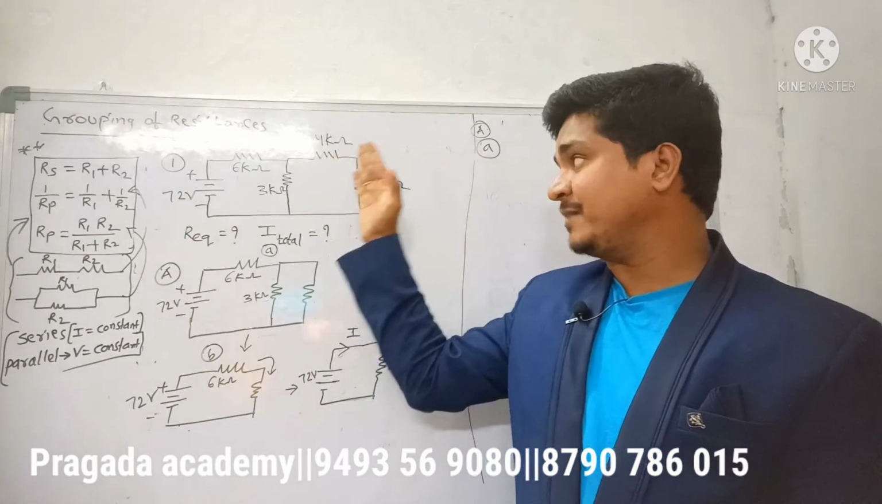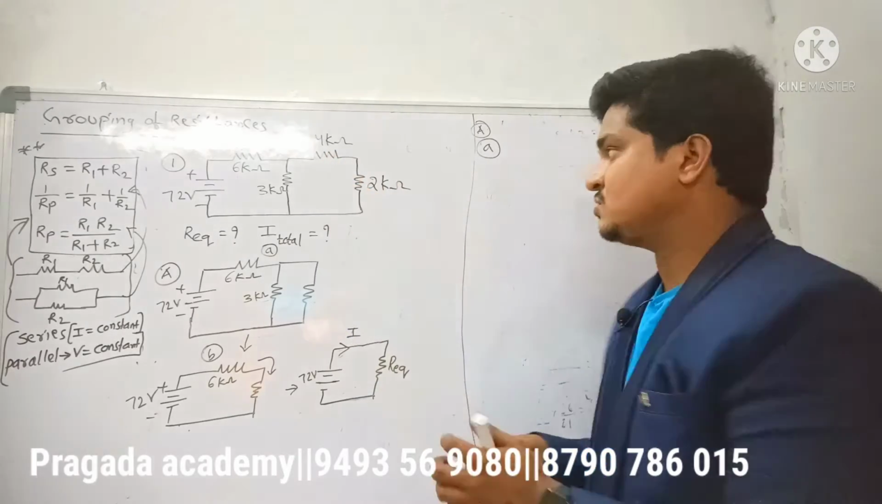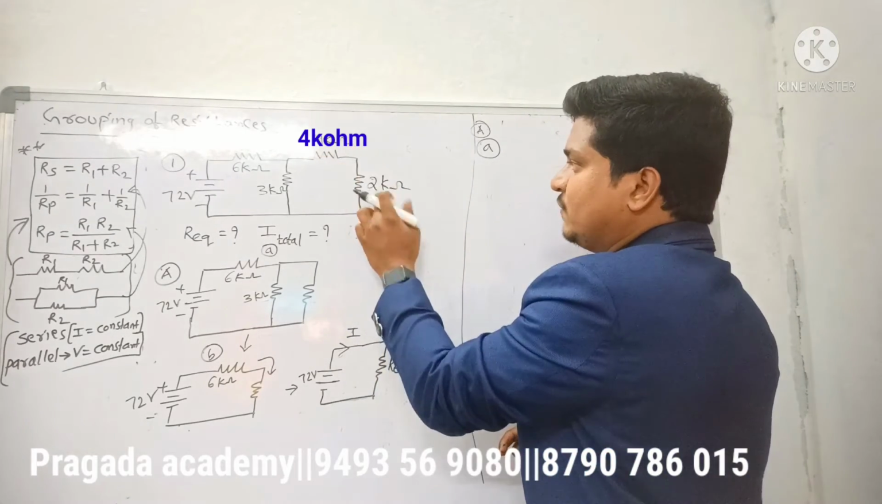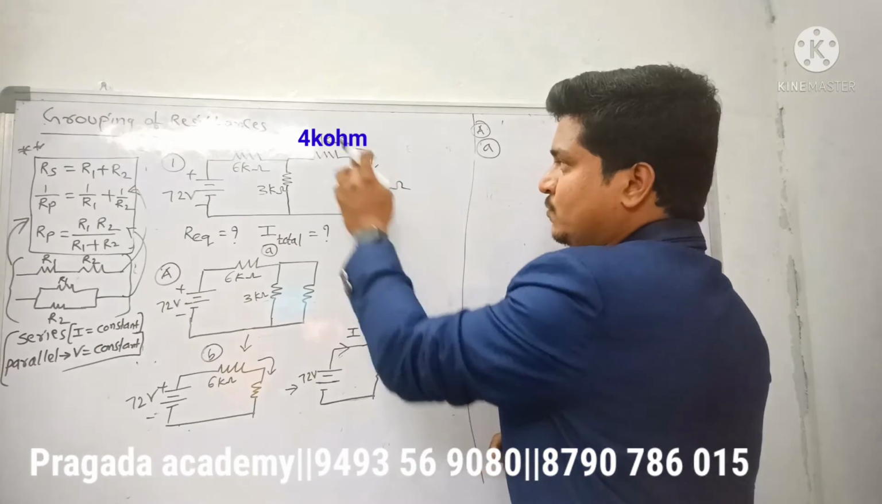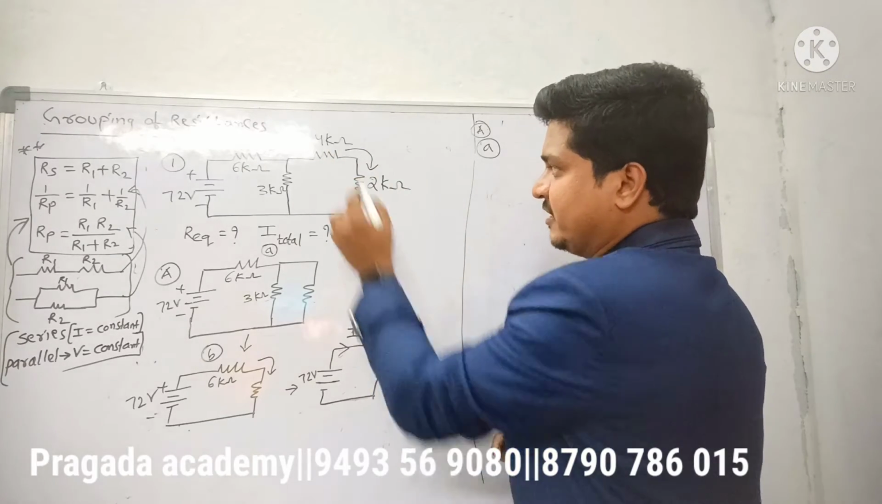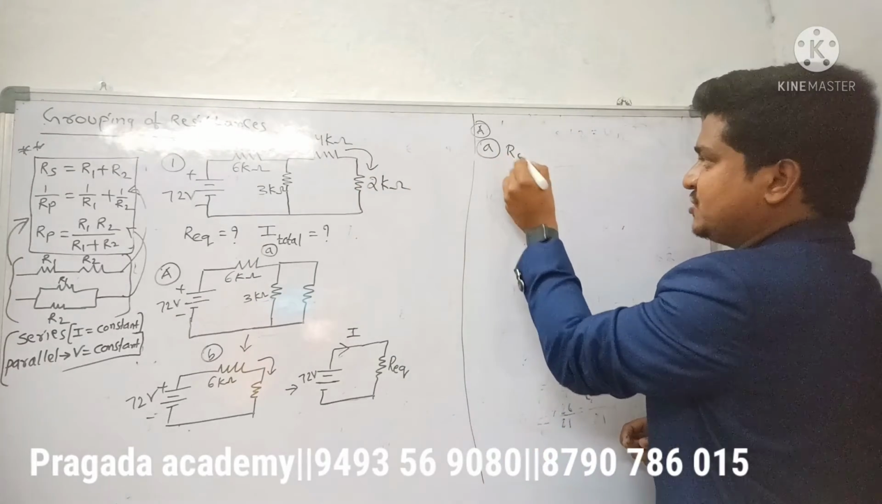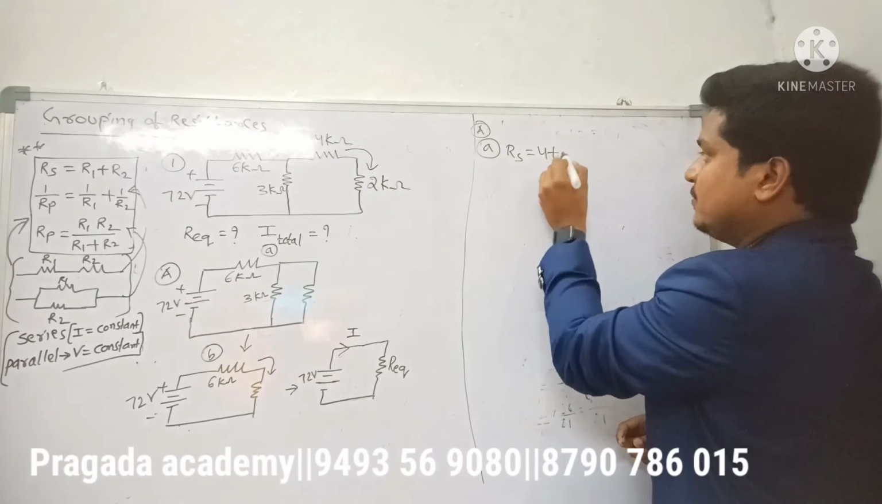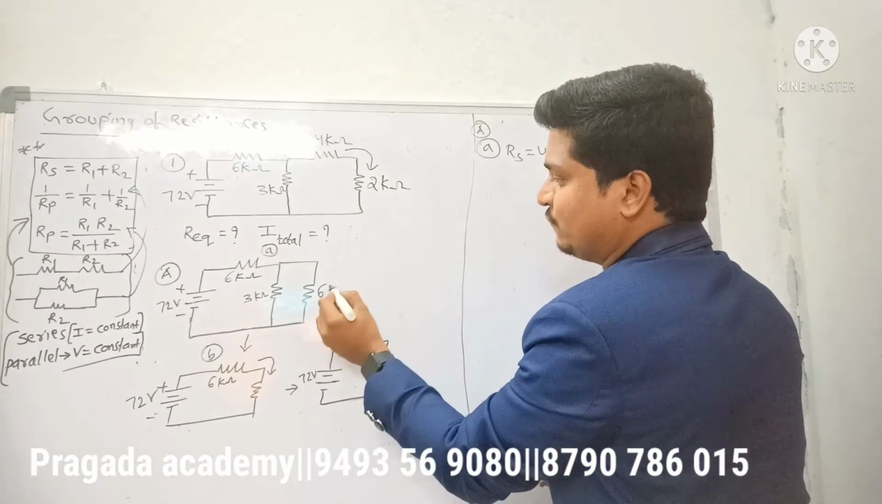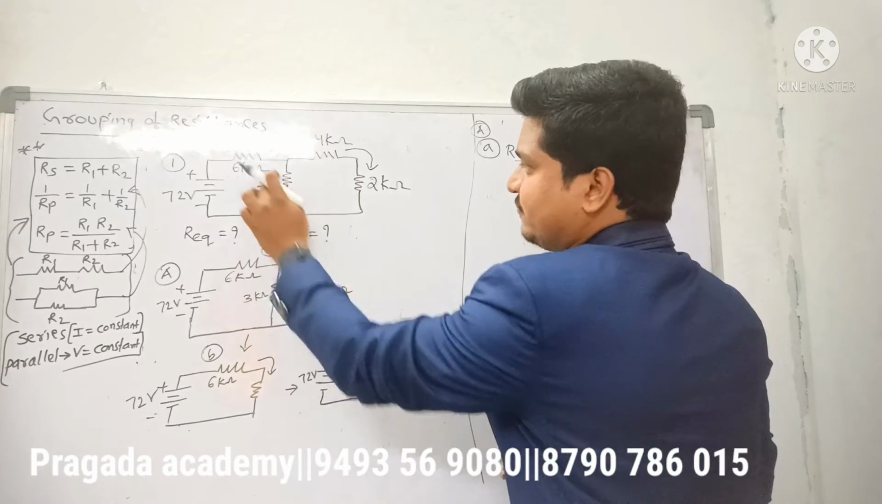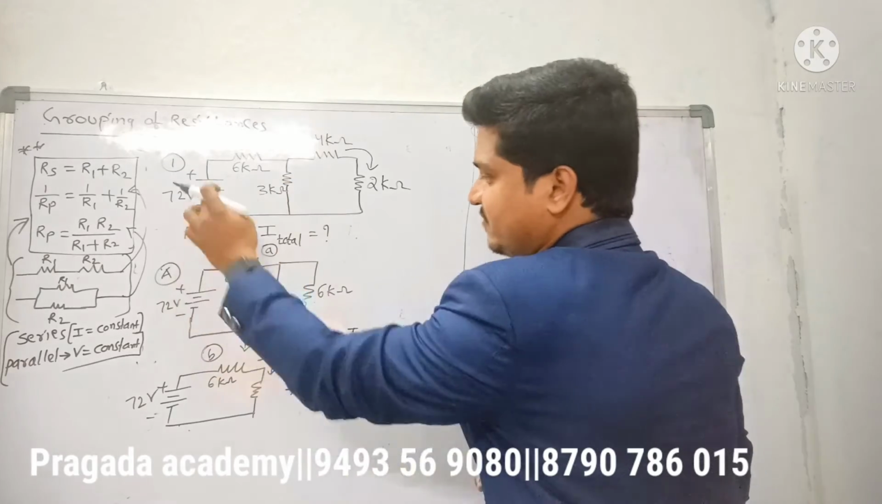For this type of circuit, from the end onwards we need to simplify it. If you observe 4 kilo ohm and 2 kilo ohm, the same current will flow through the 4 and 2, so 4 and 2 are in series. Then you can apply the series combination at step A, nothing but 4 plus 2, how much? 6 kilo ohm. Remaining values we take the same: 6, 6, 3, 3, 72, 72.